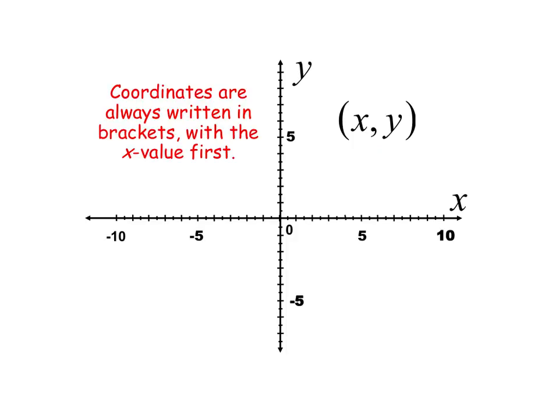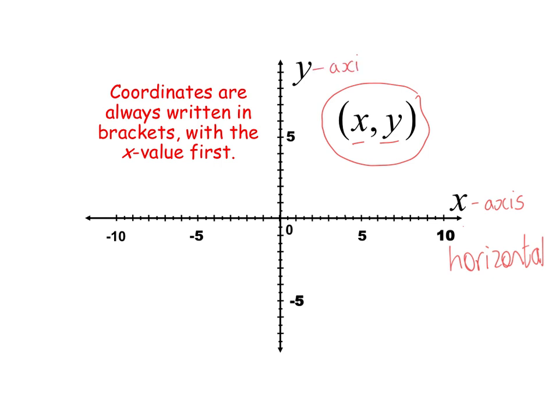Now, what we need to be able to do is look at the coordinates on a coordinate plane, and they're always written in brackets with the x value first. So they're always written like this, and this is hopefully just revision from first year. We have our coordinates here, and it's always the x value first, and afterwards the y value, making sure that we know the x-axis is on the horizontal number line and the y-axis is on the vertical number line.